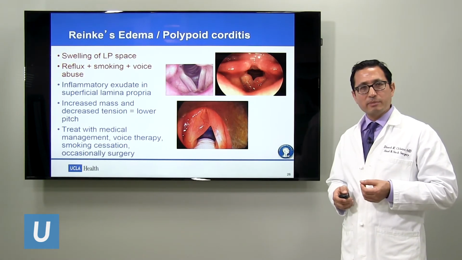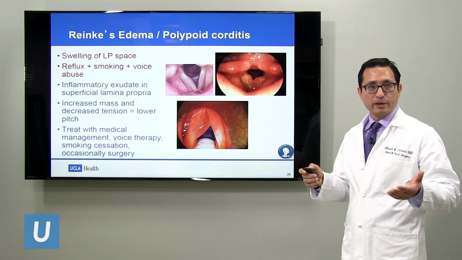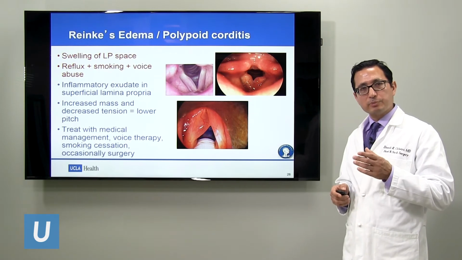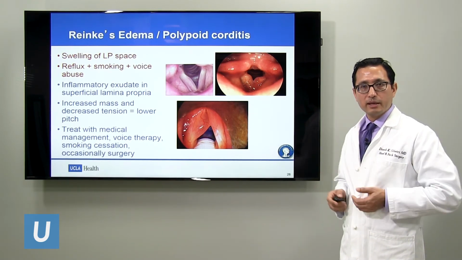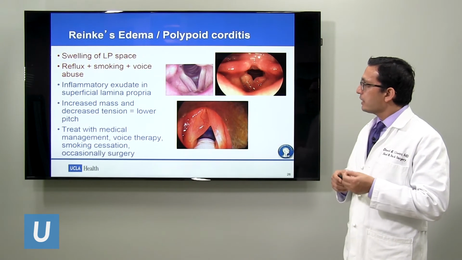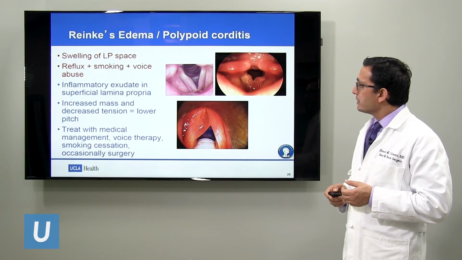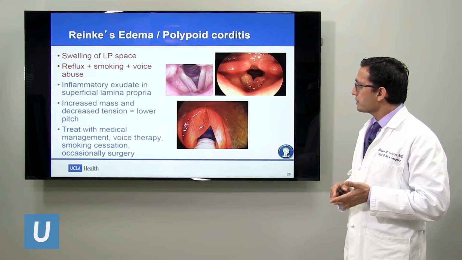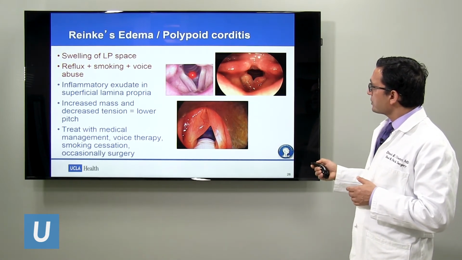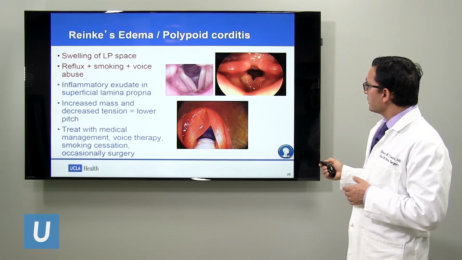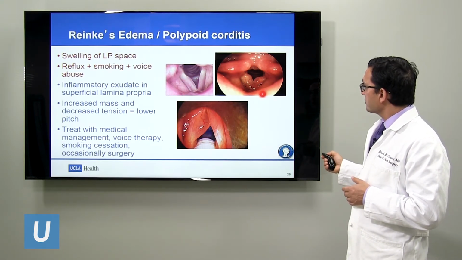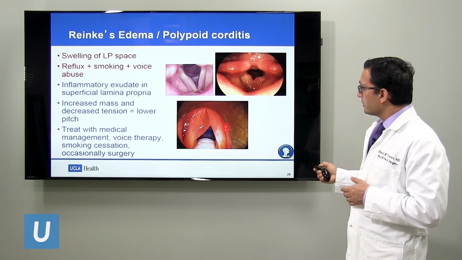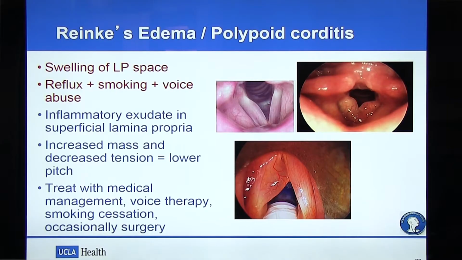So what is Reinke's edema? Earlier, I mentioned that the vocal fold has layers, and it has the layer called the lamina propria space. So it happens to be that this space is expandable. And this area can swell, and it's been typically related to either reflux or smoking or voice abuse. As you can see in these pictures, this is a very mild amount of Reinke's edema. You can clearly see the swelling in this particular patient here. And then again, on this patient, there's a one-sided, very large swelling, almost like a large polyp.